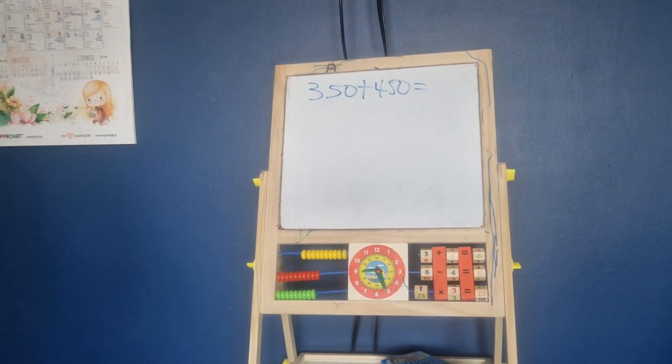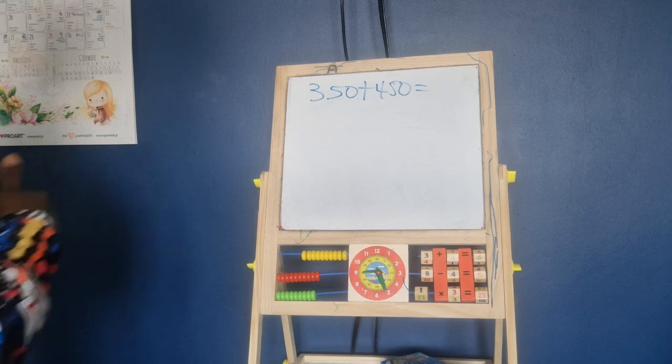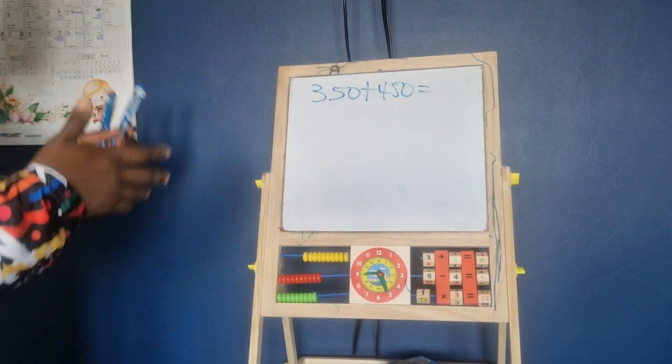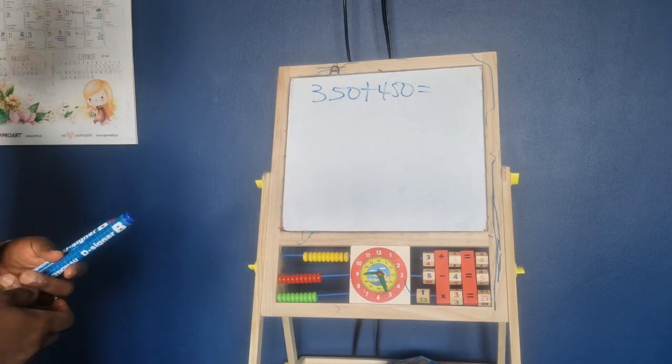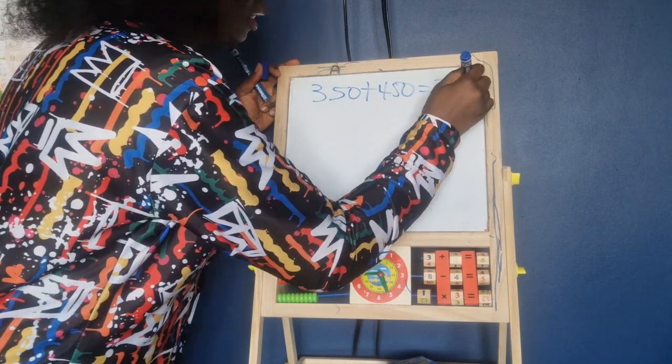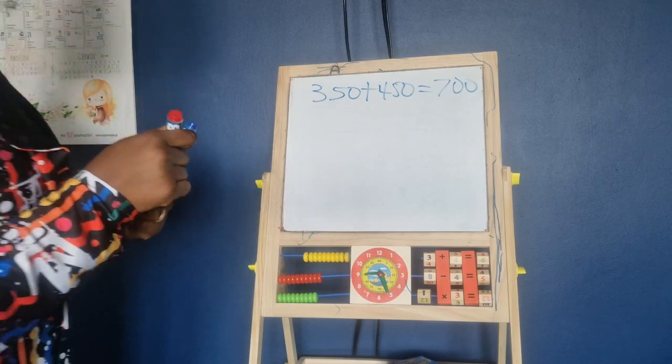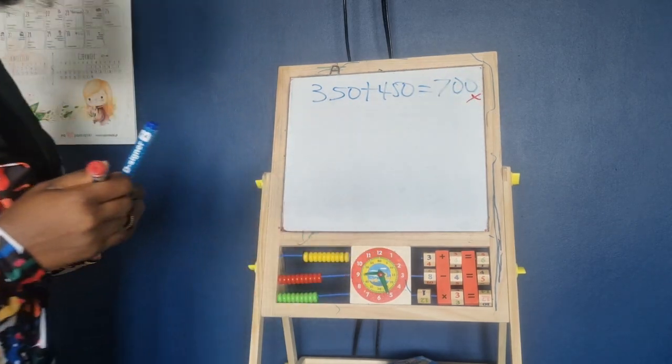The third mistake is rushing without checking. Sometimes when students see this, instead of checking well, they just rush and solve. Oh, 3 plus 4 is 7. That will give 700. This is wrong. You don't rush too much such that you miss your answer.